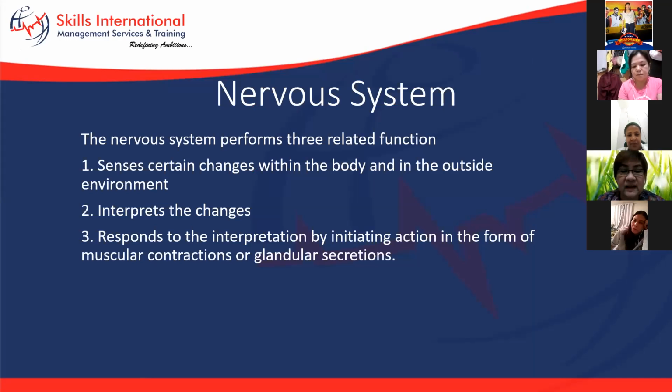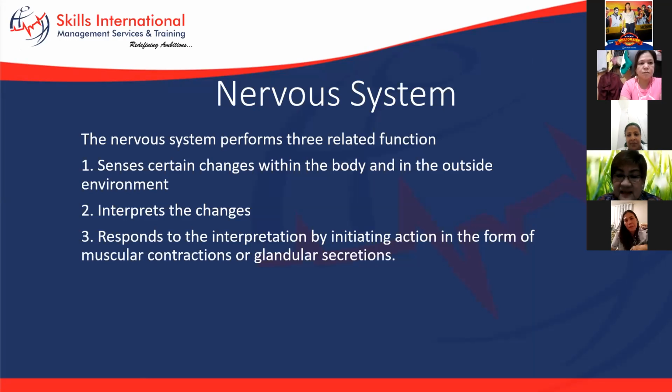We go with the nervous system. When we talk about the nervous system, it performs three related functions. It senses certain changes within the body and in the outside environment. The nerves that we have sense changes within the body and in the outside environment.